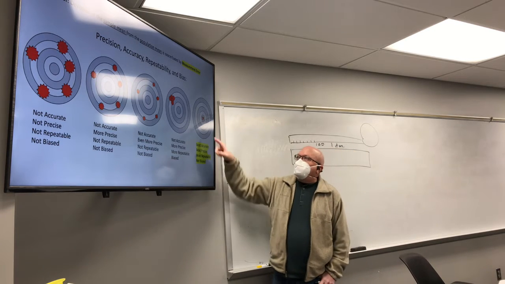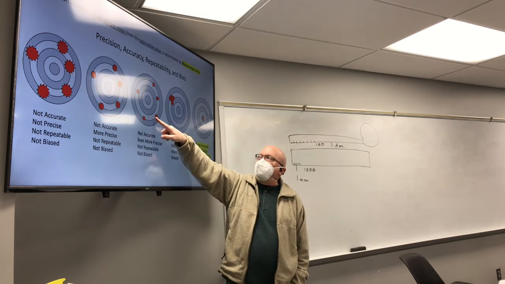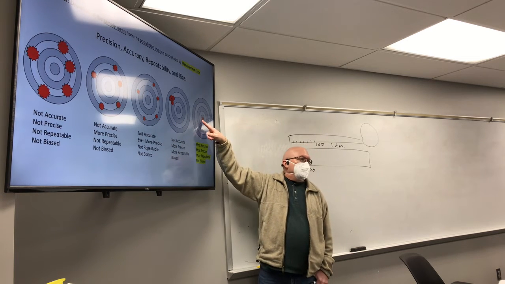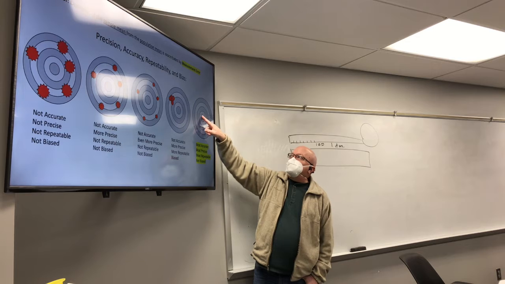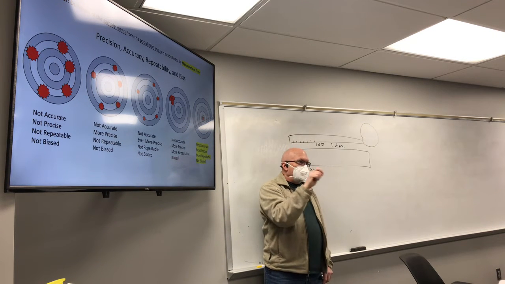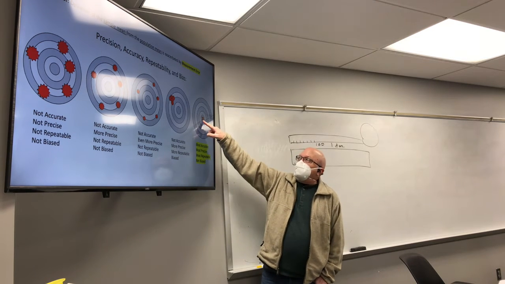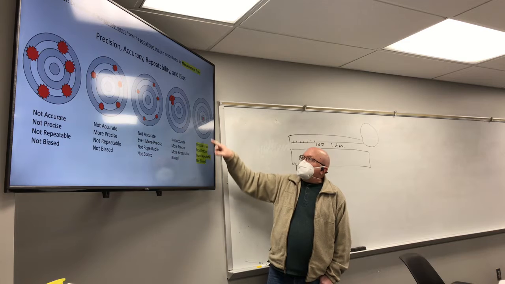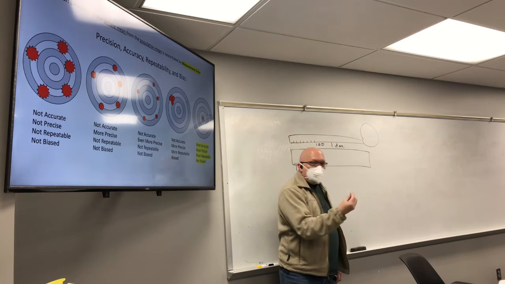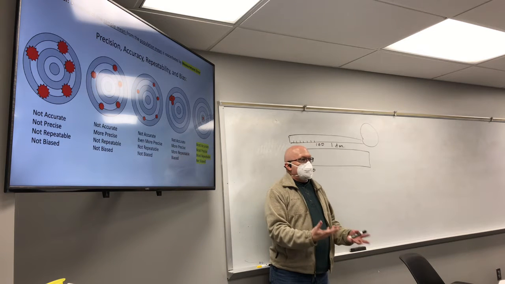This is highly precise because you're hitting, not with a 22, probably with a pellet gun. Very small projectile that you're trying to hit the bullseye with. It's precise, it's highly accurate, they're all in the bullseye. It's highly repeatable because it's a nice tight cluster, and it's not biased because it's actually hitting the target that you're aiming at.